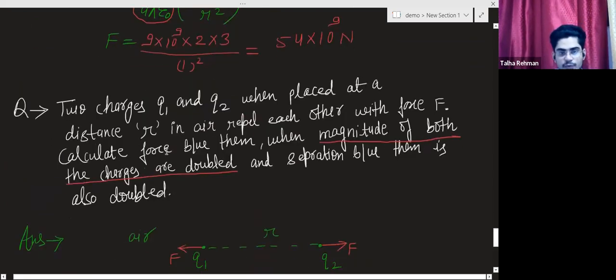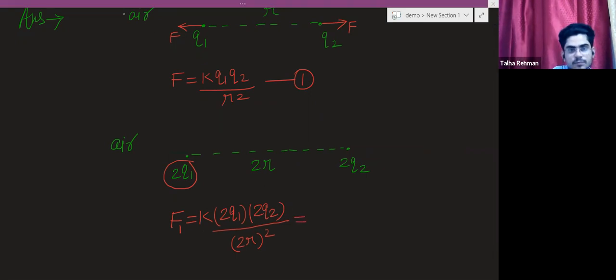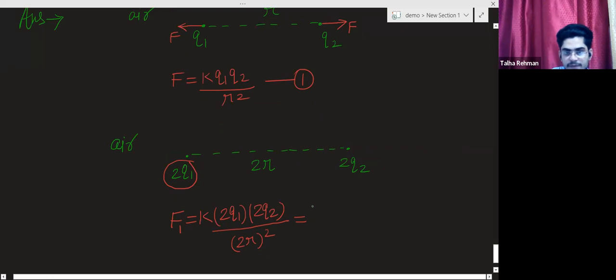Calculate the force between them when the magnitude of the charges are changed, which means the force is changed. So I am not writing F, I am writing F1. So now from here I can write, this K will remain the same.